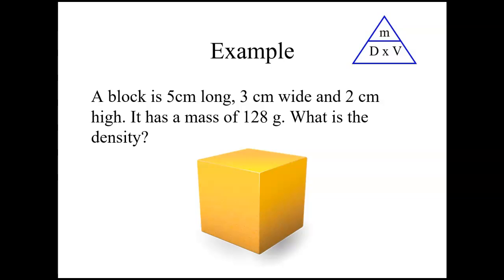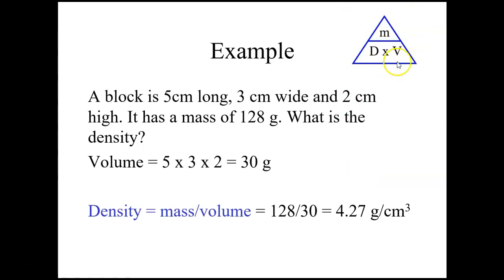Okay, so this is a nice straightforward one. A block is 5 centimetres long, 3 centimetres wide, and 2 centimetres high. It has a mass of 128 grams. What is the density? Okay, well, we're using our formula up at the top there. We know density is mass divided by volume. Well, we've got to find the volume first. When we've got a regular shaped block, it's just the length times the width times the height. 5 times 3 times 2 is 30. I put the wrong unit there. You notice a mistake? That should say centimetre cubed. I'll change that later. Then we know density is mass divided by volume.